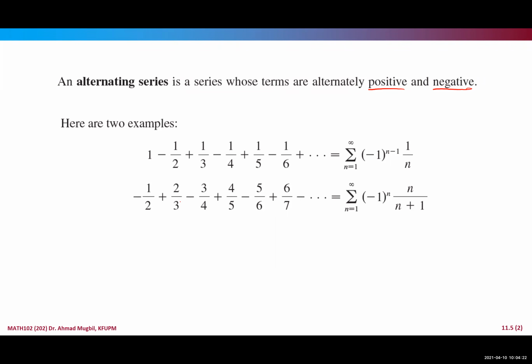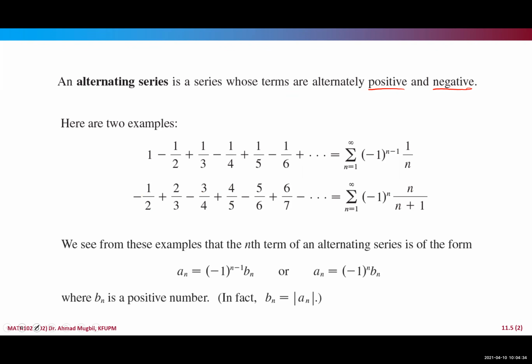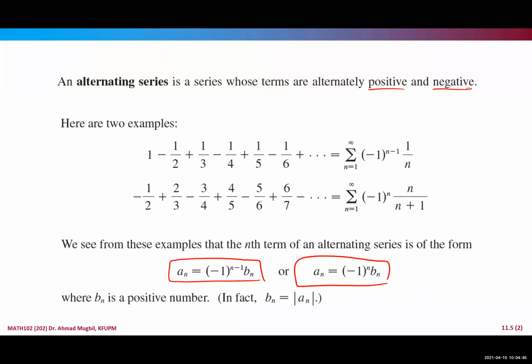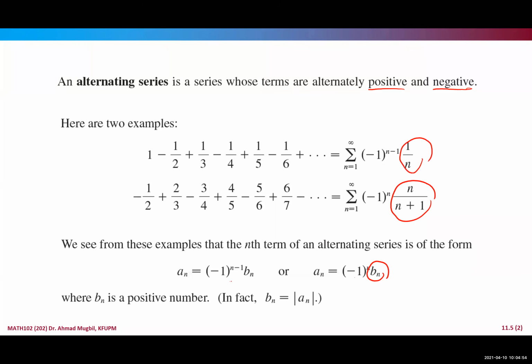For this one, it is 1 over 2, 2 over 3, 3 over 4, 4 over 5, 5 over 6, so it is n over n plus 1. For negative, positive, negative, positive, you start with (-1)^n. In general, the nth term of an alternating series is written this way or this way. Usually we will use this one, to start with a positive term. Look, this Bn next to the alternating sign is a positive term, so Bn is greater than 0. Indeed, Bn is the absolute value of the nth term.